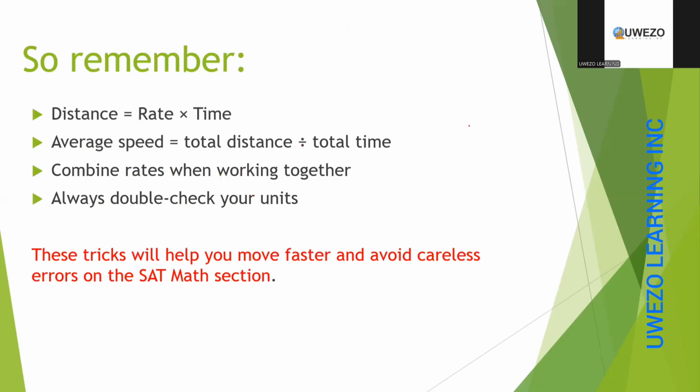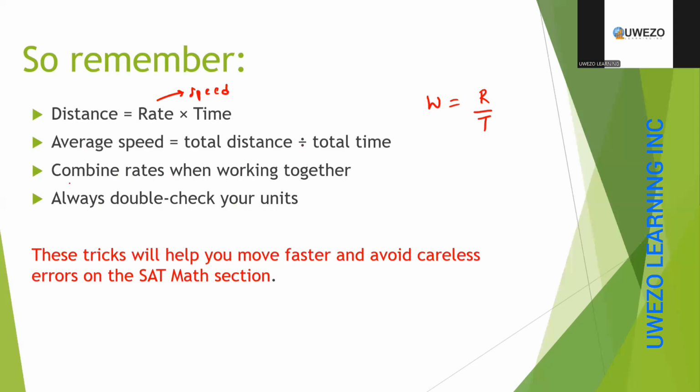So please remember, distance is rate times time. So that is the same as work equals rate times time. And here rate is actually the speed. It could be typing speed. It could be any rate. And carefully remember, average speed is total distance over total time. So don't simply do the average. That will be a wrong answer.